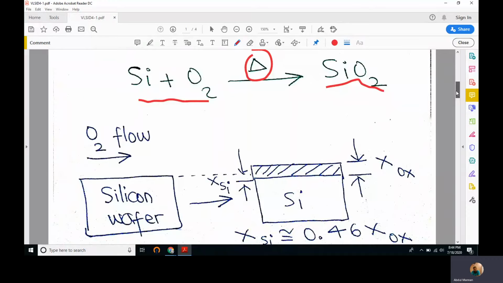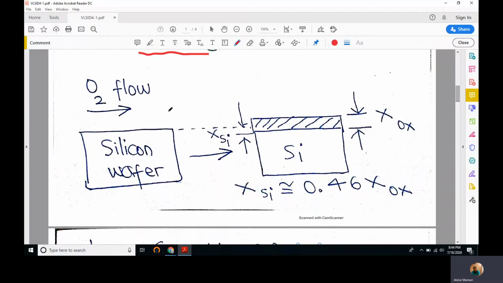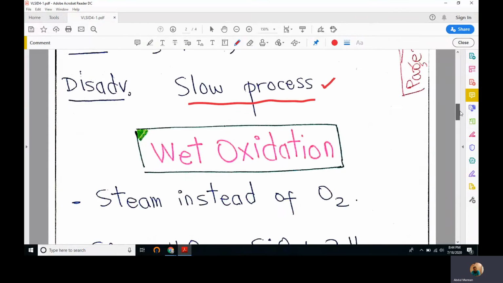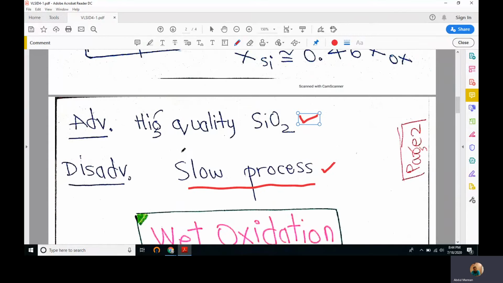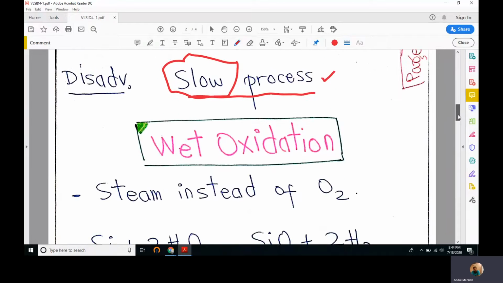It's a superb chemical reaction which produces a high quality silicon dioxide, but has some disadvantages. Perhaps the biggest disadvantage of this conversion of top layer of silicon into silicon dioxide is its slowness. The process is very slow, so it takes time. So is there a way we can speed up the process?